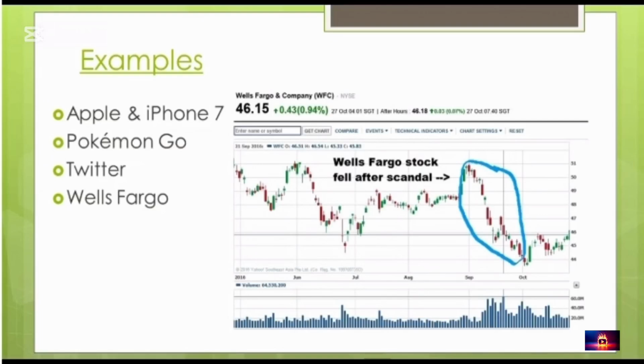So what you've just seen are just some examples of how positive news and negative news as well as unexpected news can affect the stock price of a company.